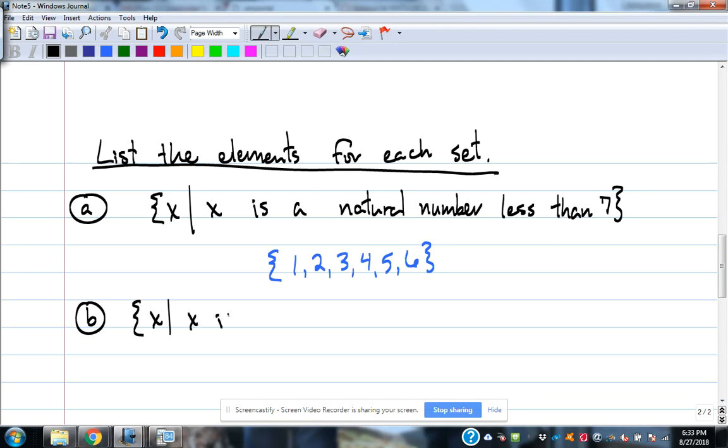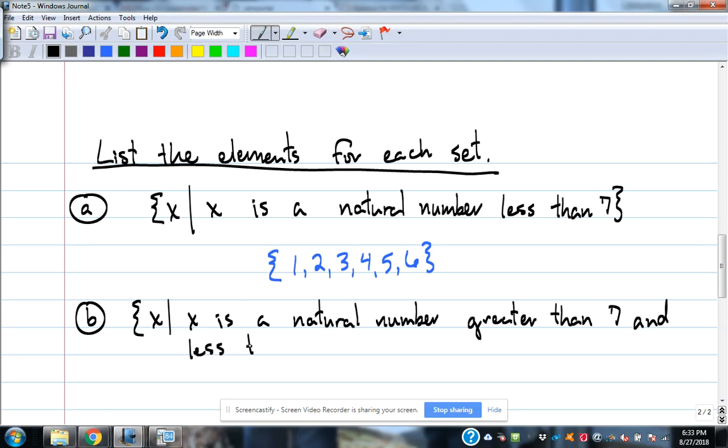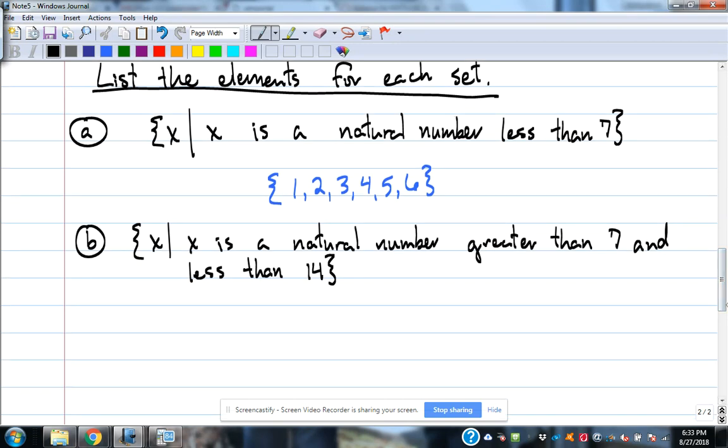All right. Here's another set. X is a natural number greater than 7 and less than 14. Again, we're just listing the elements that are in that set.